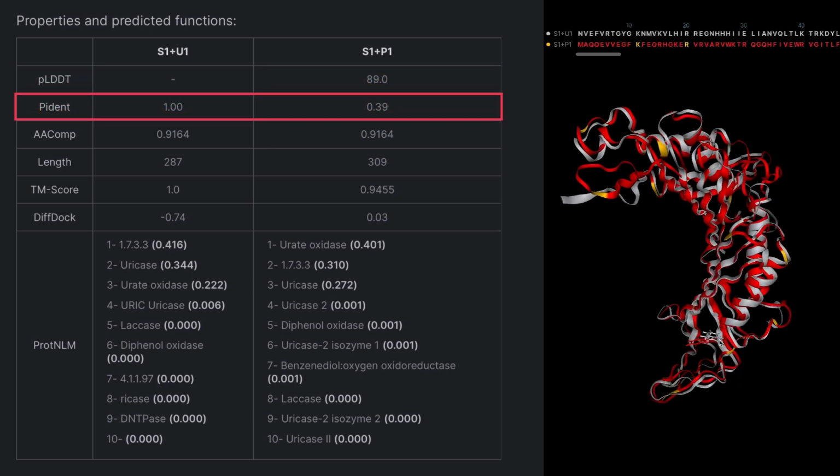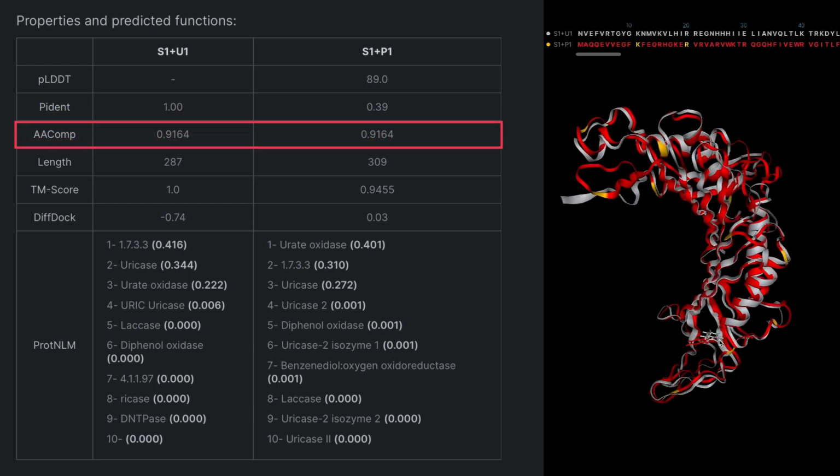PIdent, or percent identity, is a measure of sequence similarity. It ranges from 0 for no match to 1.0 for 100% sequence match. In these tables, the first column is the reference for comparative metrics, so PIdent for column 1 is 1.0. What PIdent score is considered good versus bad will depend on your application.